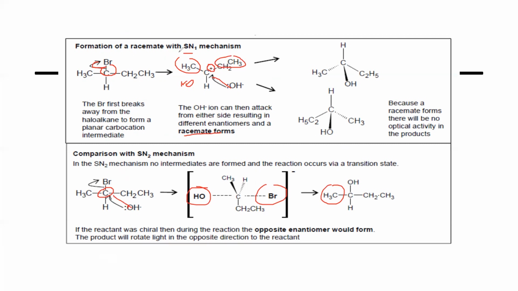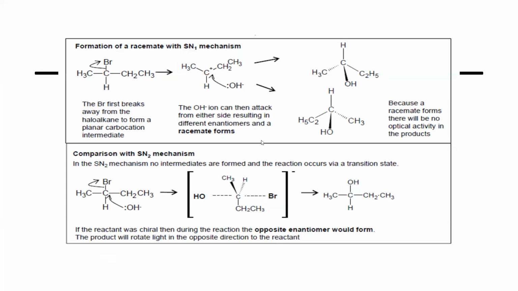So the SN1 reaction results in a formation of a racemic mixture or racemate, whereas in the SN2 reaction, we have only one kind of enantiomer, and that enantiomer is opposite in direction to the starting enantiomer. Is it clear? Yeah.